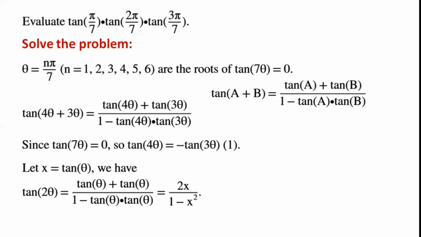Let x equal tan theta. We have tan 2 theta equals tan theta plus tan theta over 1 minus tan theta times tan theta equals 2x over 1 minus x squared.